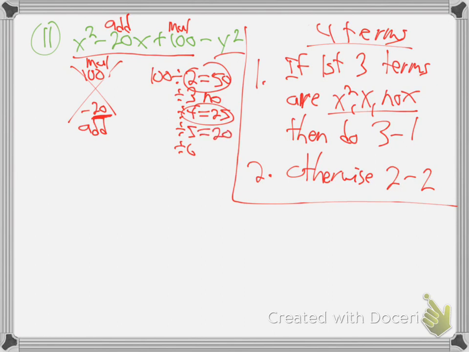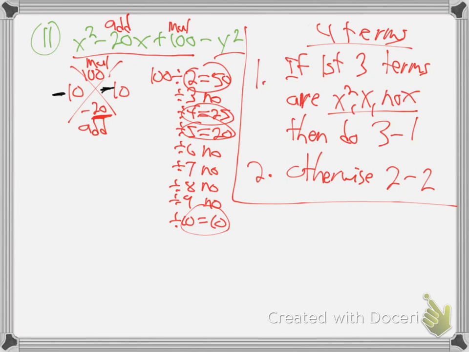Divide by 5, you get 20. Can 5 and 20 somehow make the 20? No. Divide by 6, it's a decimal, doesn't work. Divide by 7, decimal doesn't work. Divide by 8, decimal doesn't work. Divide by 9, decimal doesn't work. Divide by 10, you get 10. Can 10 and 10? Oh yeah, that's it. 10 and 10 is my pair. What signs do we need now to make minus 20? They have to both be negative. Negative 10, negative 10, add to be negative 20, and two negatives multiply to be positive 100.